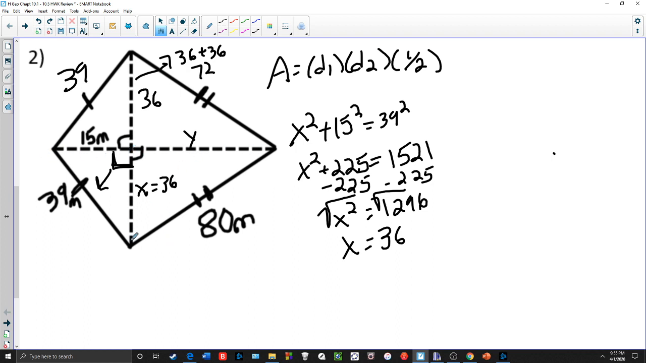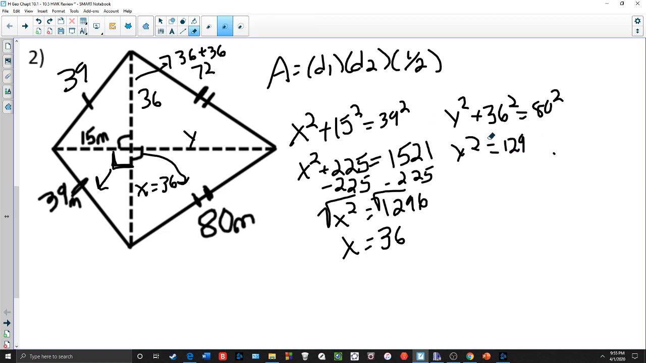Well, luckily, I have yet another right triangle to help me out. And 80 here seems to be the hypotenuse, so let's go ahead and work this one over here. So y squared plus 36 squared is equal to 80 squared. So y squared is equal to 12, sorry, I put equal to, didn't I? I'm losing it. So plus 1296 is equal to 6400.